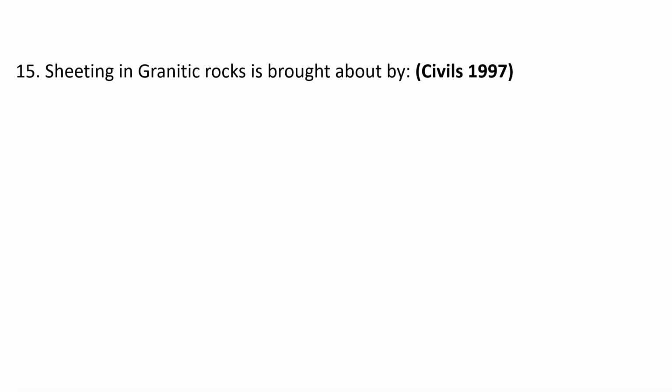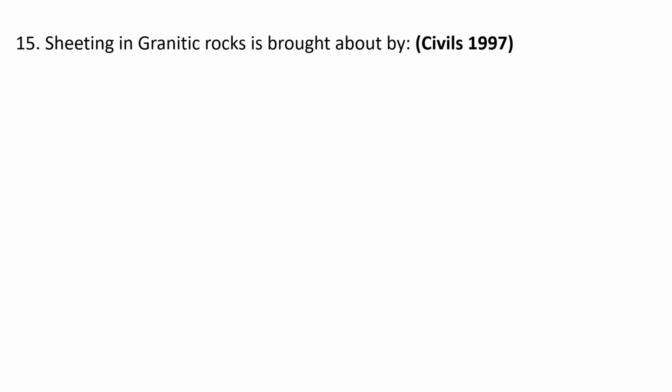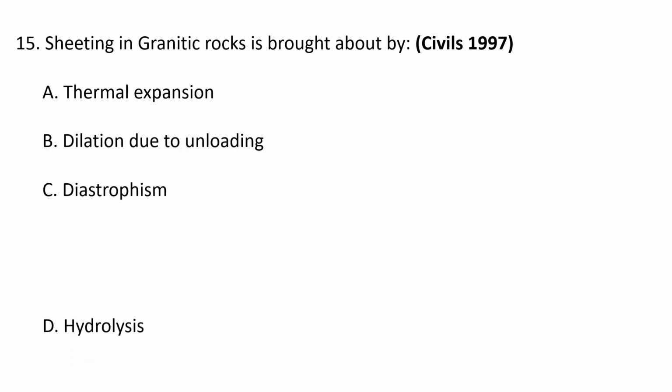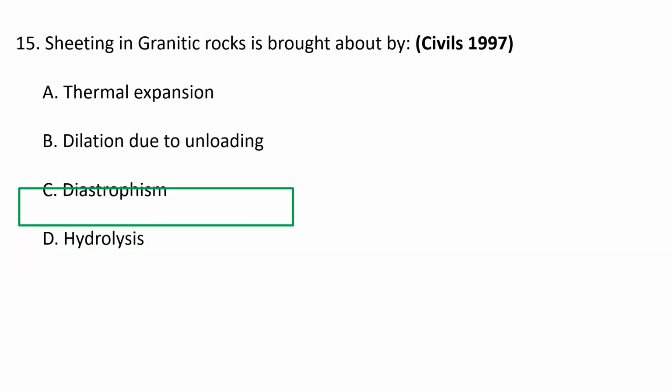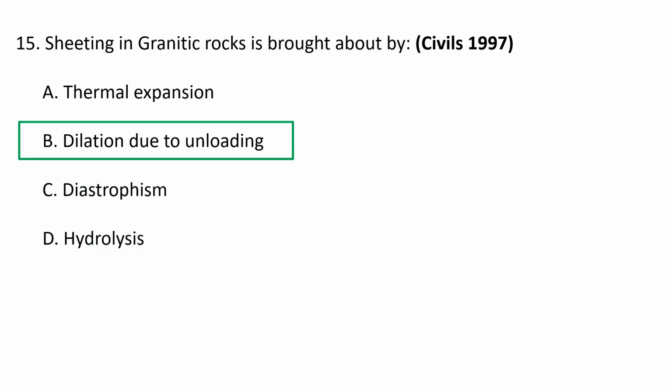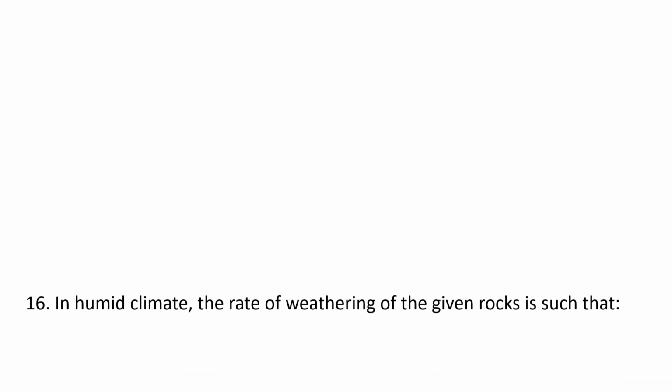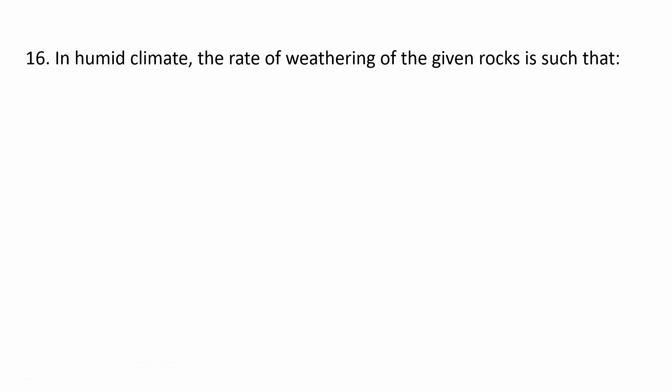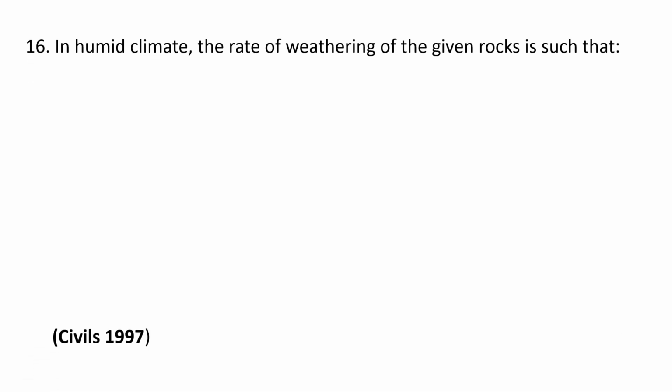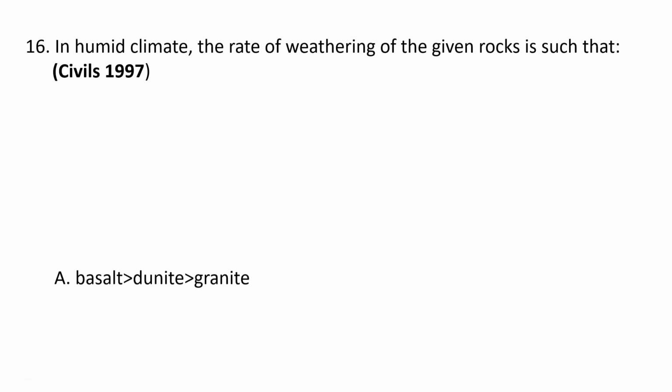Next question. 15. Sheeting in granitic rocks is brought about by A. Thermal expansion, B. Dilation due to unloading, C. Diastrophism, and D. Hydrolysis. So correct answer is B. Dilation due to unloading.